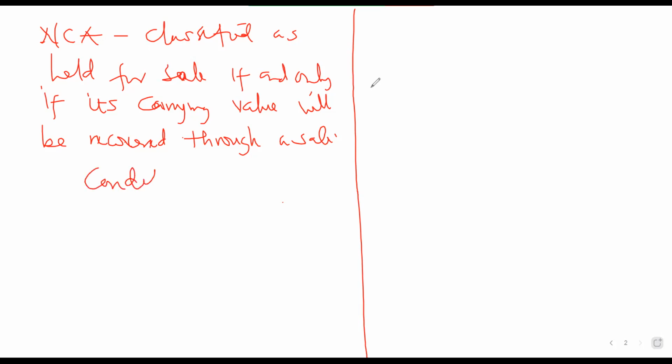So the conditions that must be met before you can classify the asset as held for sale. So what are those conditions? Okay, so the first one is that the sale must be probable.